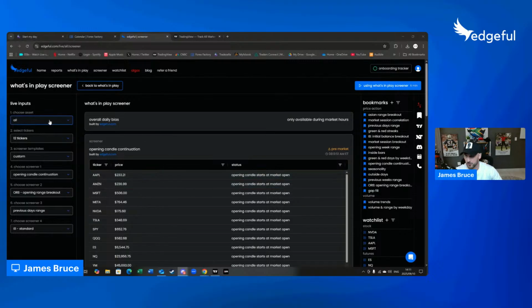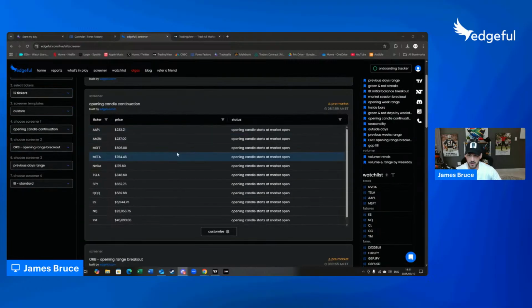So if we have a look over here, I always put on all because it puts on the 12 tickers, namely the Mag 7 stocks, the options, as well as the futures markets. And then I've chosen these 4 reports: the opening candle continuation, the ORB, previous day's range, and the IB.